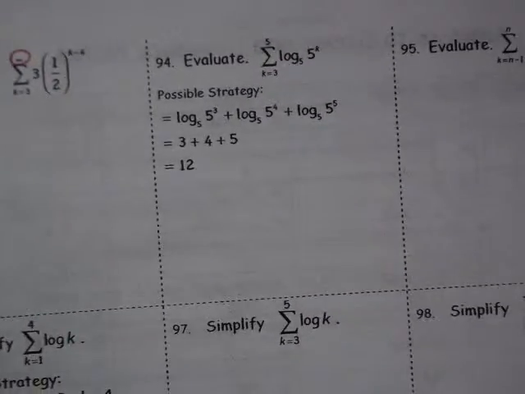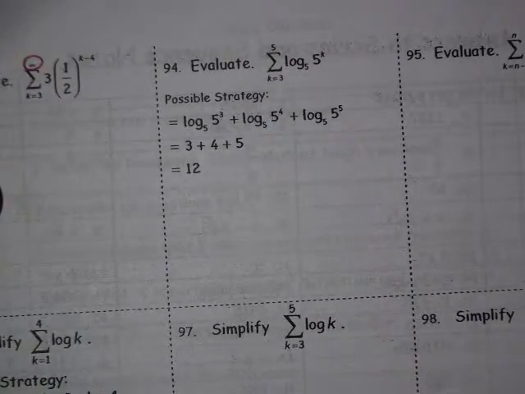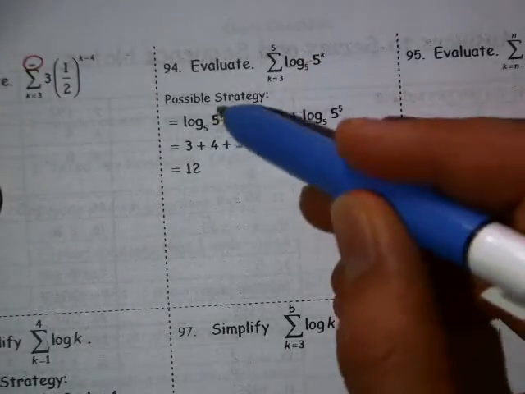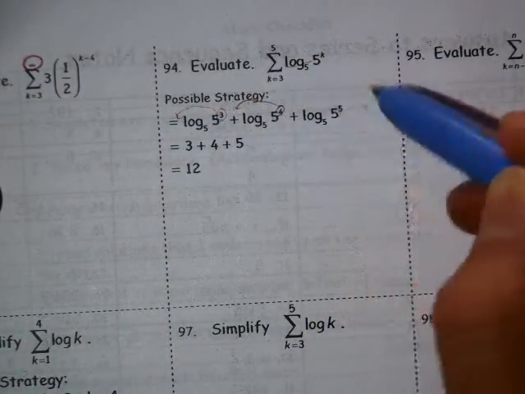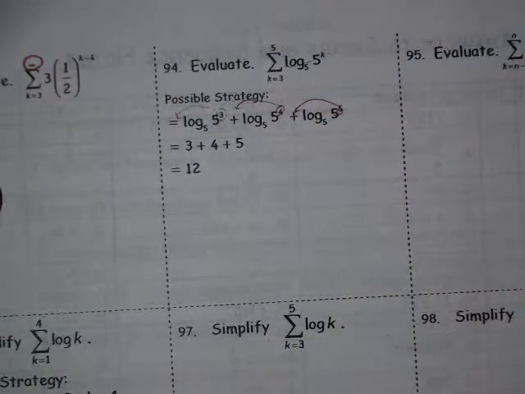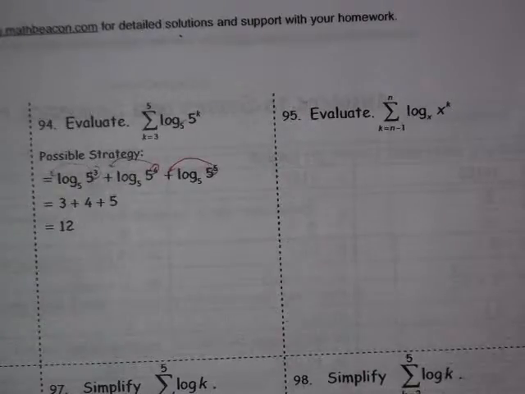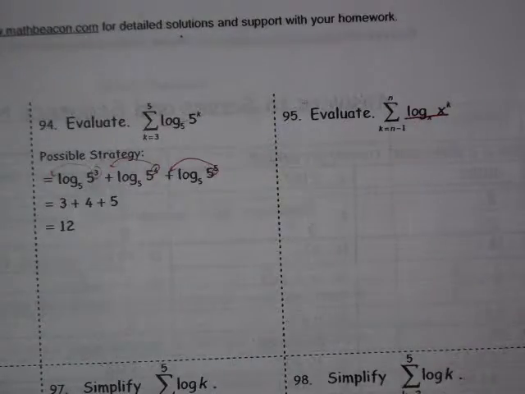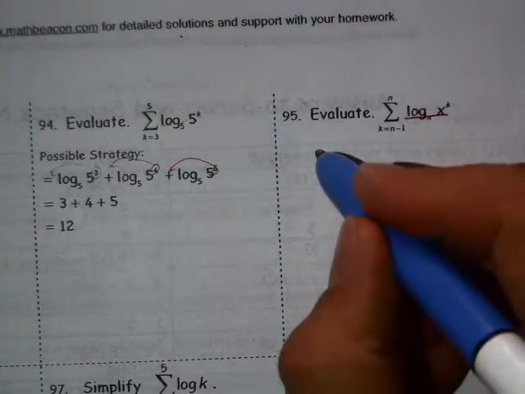Look at 94. Wow, they've already done it for us. That's the one we just did in our challenge. Log 5 base 5, cross it off because it's these exponents that go outside. There we go. All right, 95. Log x base x. Weird, so weird. Wow, watch this. Log x base x, it's gone. Okay, so let's take a look.